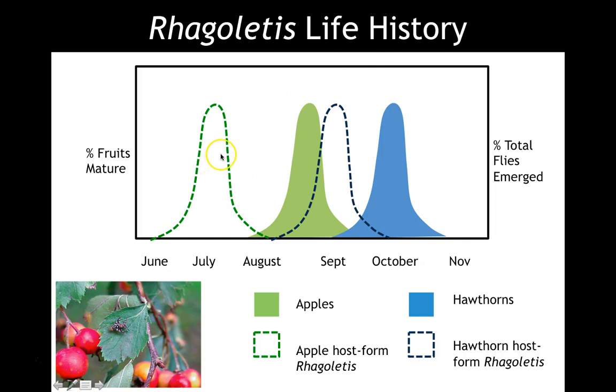So any apple host forms that wait around, that delay mating and reproduction until October, are probably going to die off before then. They're waiting too long, and most of the hawthorns are eclosing too late to even make use of that apple resource. So there's strong divergent disruptive selection acting on it.